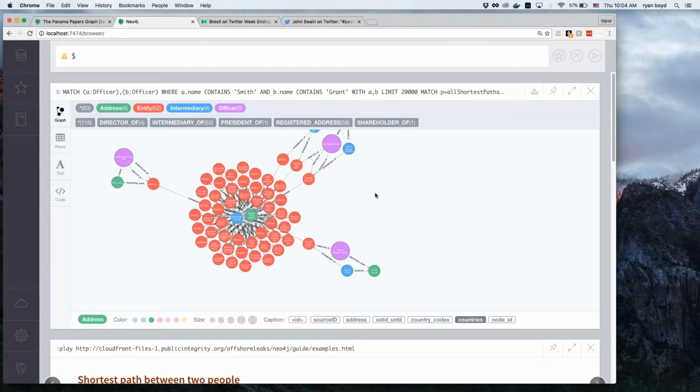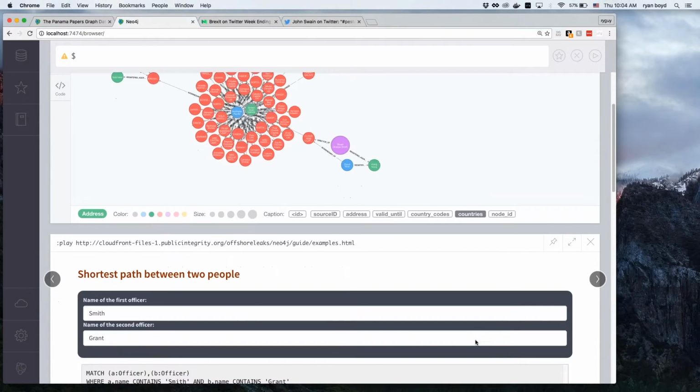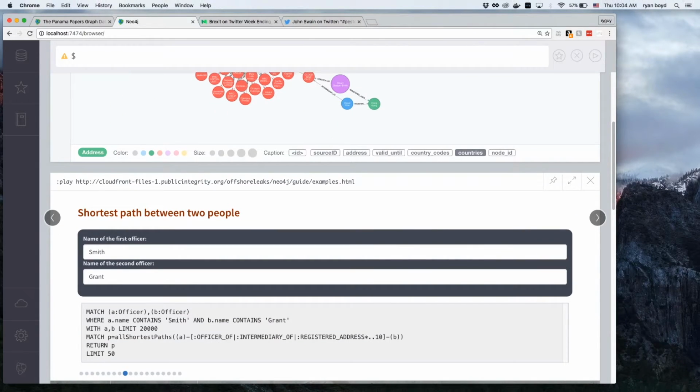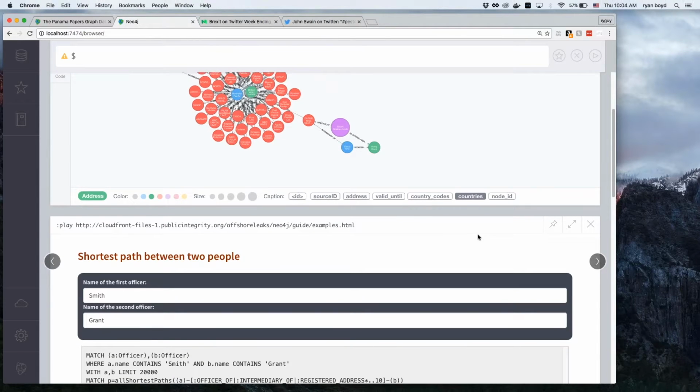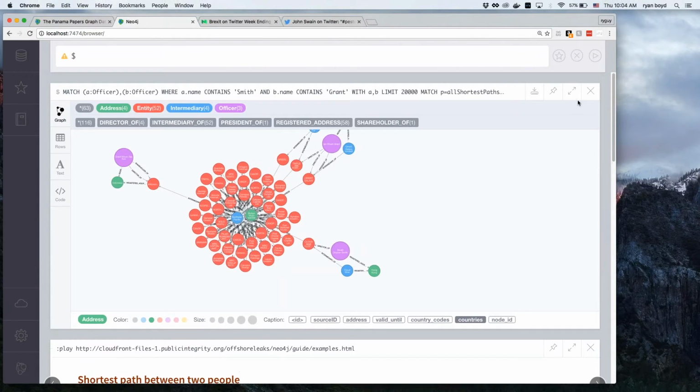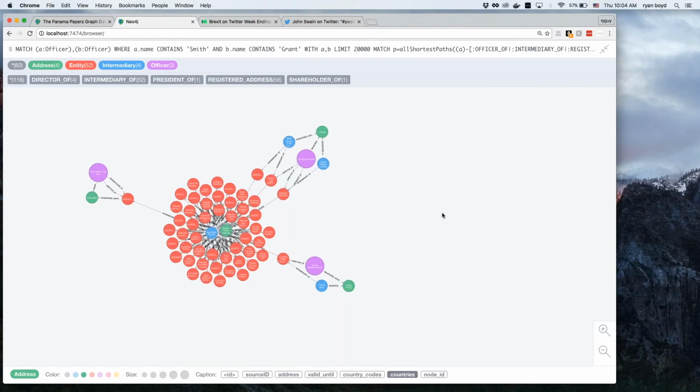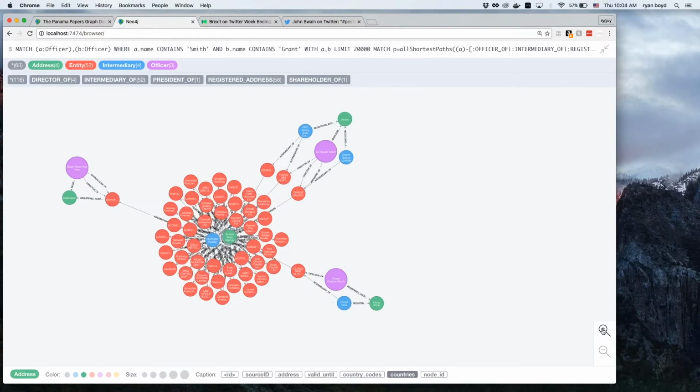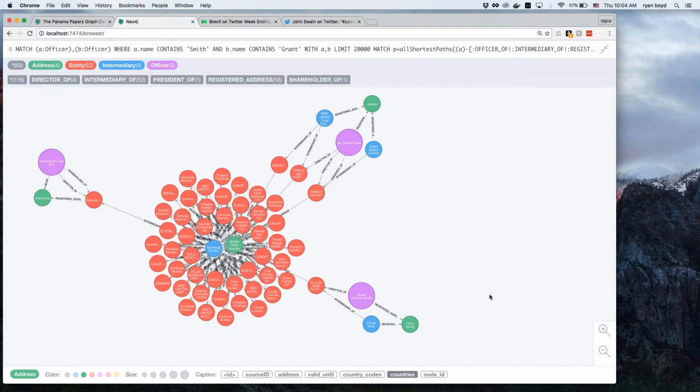In this case, we are running a query that finds the shortest path between two people. We're looking for officers of corporations which have offshore bank accounts, and the officers have the name Smith or the name Grant. And you can see here, this is how the world is related. So this is essentially finance data, and you might not be able to read all of this, so let me just introduce this to you here. We have someone with the last name of Grant, someone with the last name of Smith, and someone with a first name of Grant here.